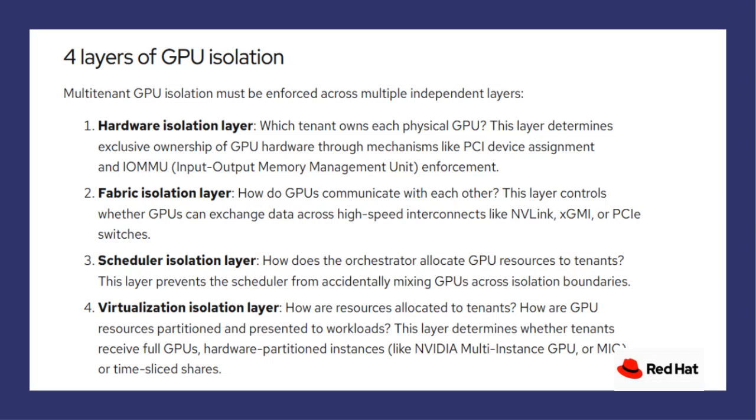Effective GPU isolation must be enforced across four independent layers. First is a hardware isolation layer, which determines ownership of physical GPU devices. Second is a fabric isolation layer, which governs communication between GPUs through high-speed interconnects. Third is scheduler isolation, which controls how orchestration platforms allocate GPU resources. Finally, virtualization isolation determines how GPU resources are presented to individual workloads. Together, these layers create a comprehensive framework for multi-tenant GPU environments.